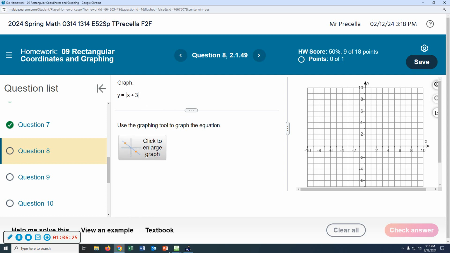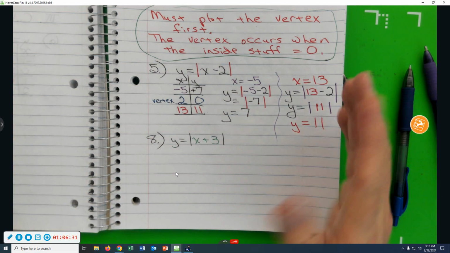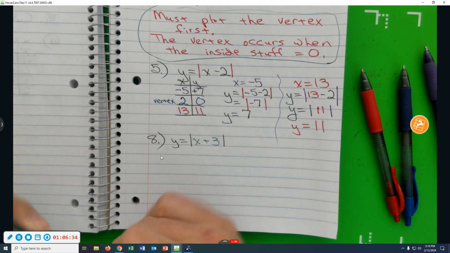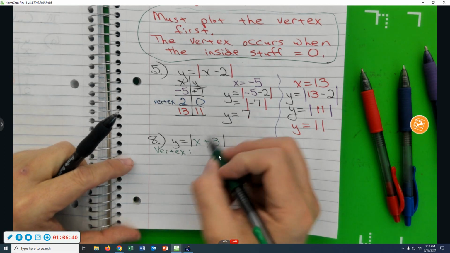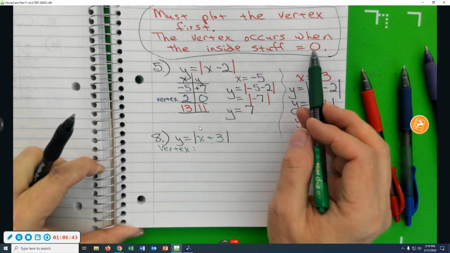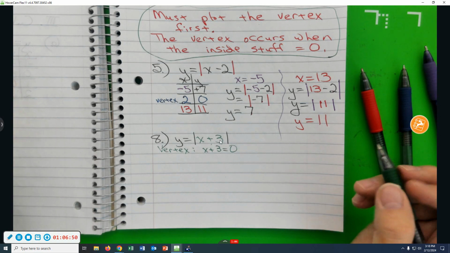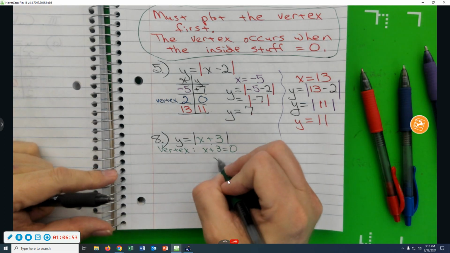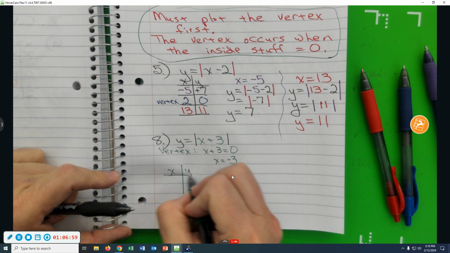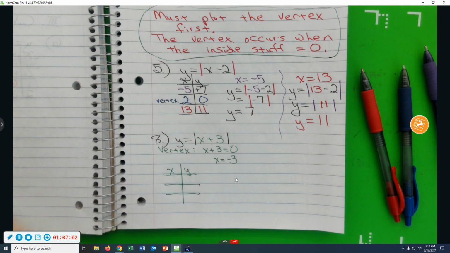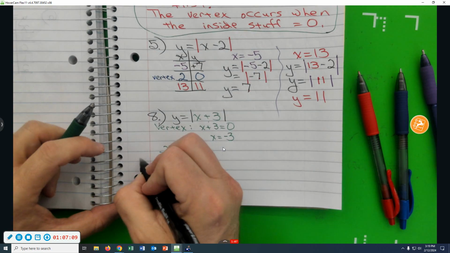So, switch to my paper. The tool's still going to say, plot the vertex first. We have to find the vertex. So let's determine where the vertex occurs. The vertex occurs when the inside stuff is equal to 0. When does x plus 3 equal 0? Not 3, be careful. Negative 3, good. So I'm making a table of values. I have to plug negative 3 in for x and make a note. That's where my vertex is going to occur.